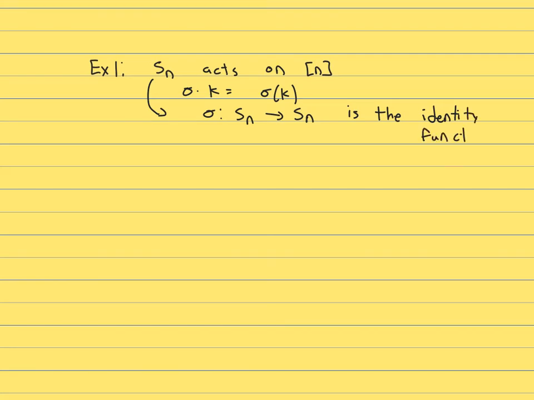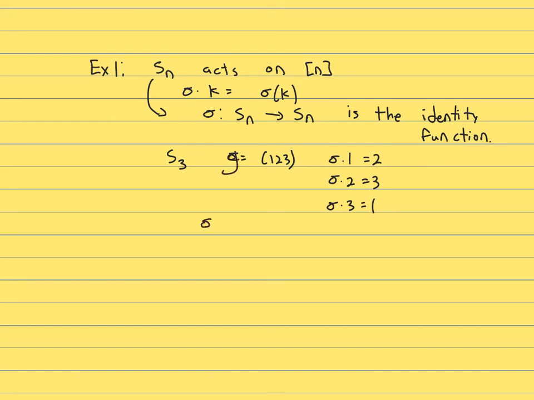Which is not that exciting. I mean, you can check through the definitions. For instance, let's just look at S3, and let sigma be (1 2 3). Well, how does sigma act on 1? It sends it to 2. How does sigma act on 2? It sends it to 3. How does sigma act on 3? It sends it back to 1.